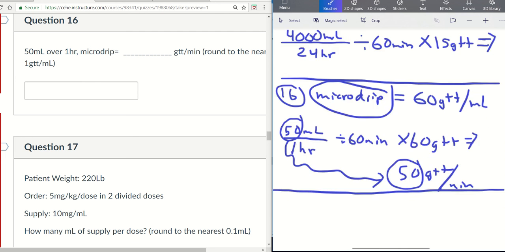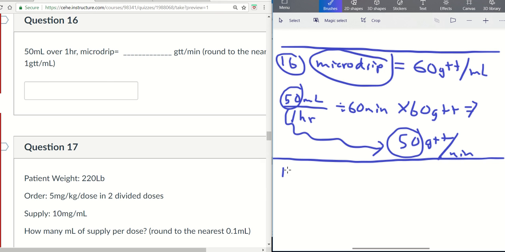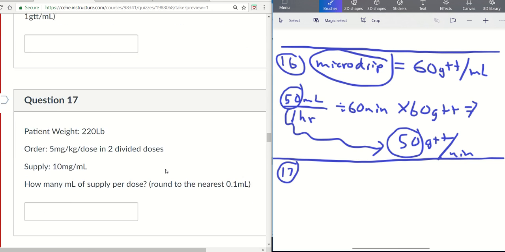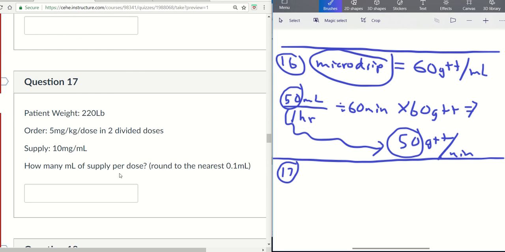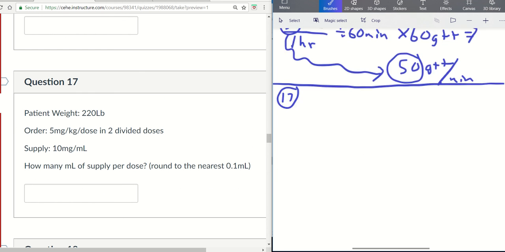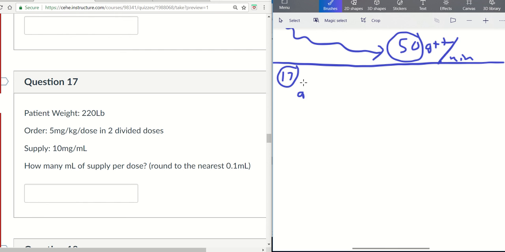Just a few more, and then you guys will have the rest of your day to work on the other assignments before the final. All right, 17, we're going to do a weight dependent dosing. The question asks for how many mLs per dose. So let's go through the steps. Step A, 220 divided by 2.2. How many kilos is that? 22. How many?